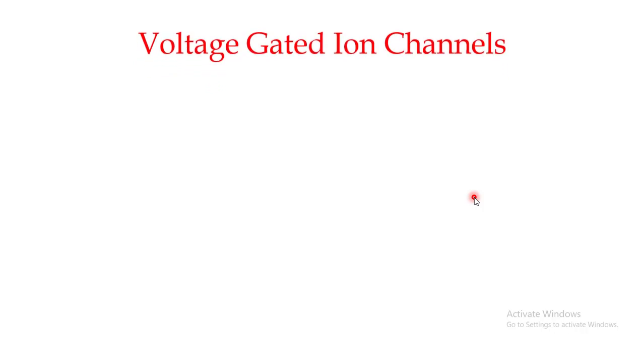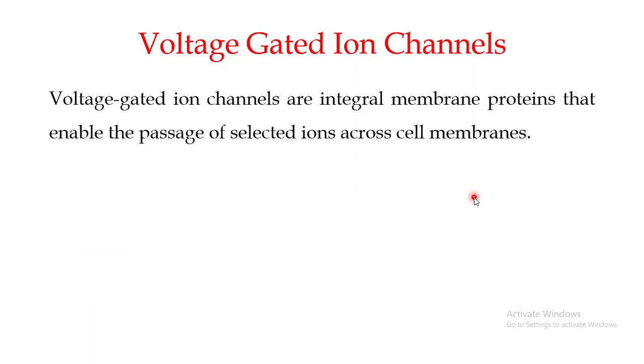So the first thing is, what are these voltage gated ion channels? These voltage gated ion channels are actually integral membrane proteins that enable the passage of selected ions across the cell membrane. For example, if you are talking about sodium voltage gated ion channels, that particular ion channel is going to allow the movement of sodium ions across the cell membrane. If you talk about the calcium voltage gated ion channels, that means that particular ion channel is going to allow the movement of the calcium ions across the cell membrane.